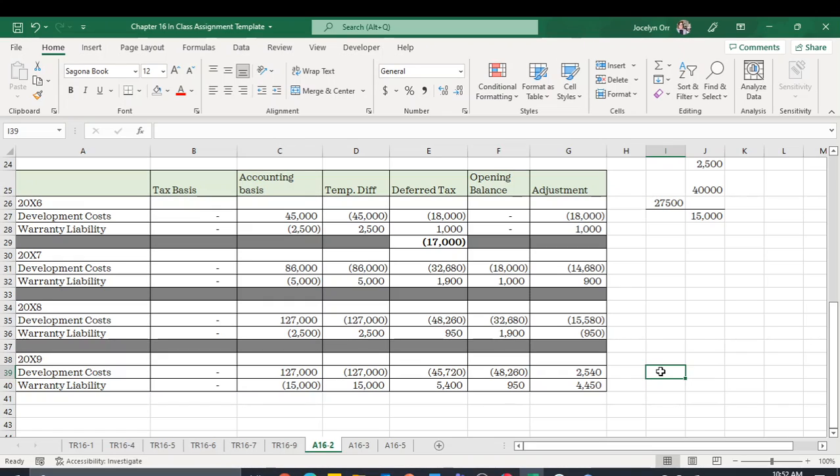So what we end up with here, because we're looking at the balance in this deferred tax liability, we have a credit balance of 45,720. We have a debit of 5,400, which of course is still going to leave me with a credit balance. So that overall deferred tax amount is going to be a liability amount.